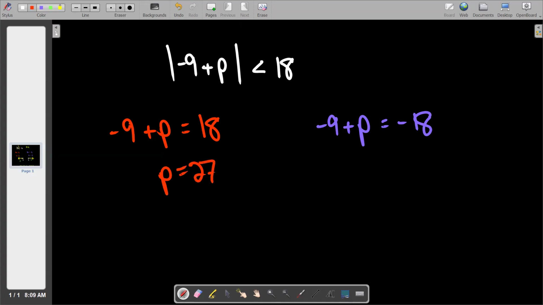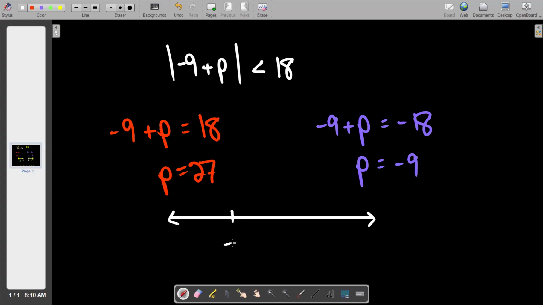You're going to get 27. And on the purple equation, you're going to add 9 and get p equals what? Good. We don't have answers yet. Understand that all we have found are the split points, the 2 numbers on the number line that will break this number line up into 3 pieces.